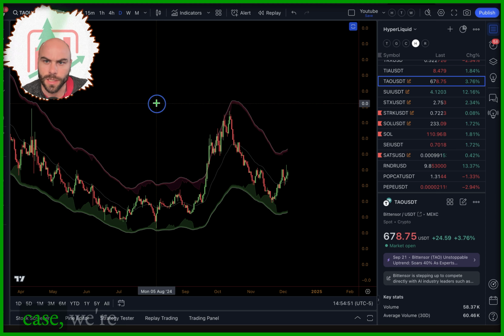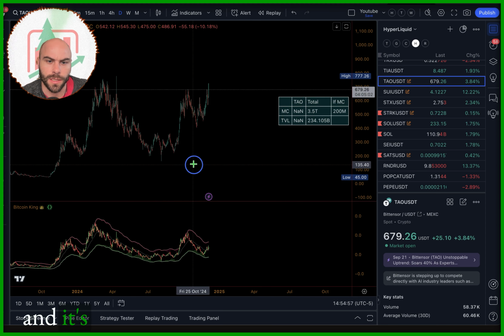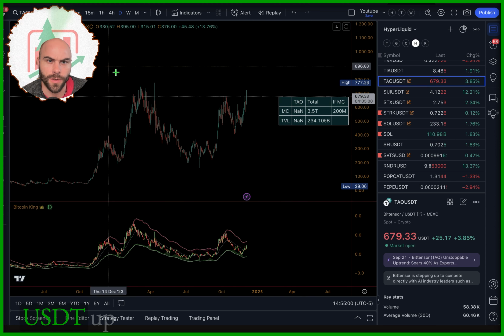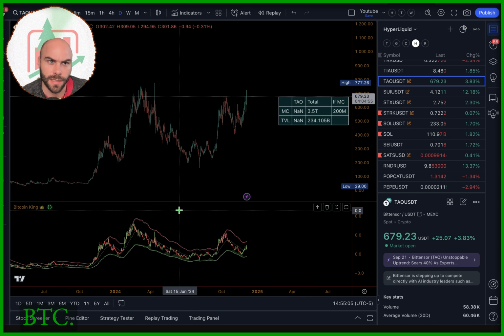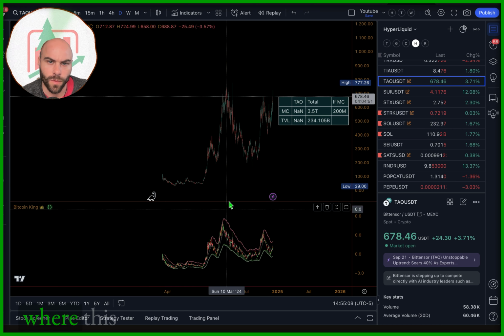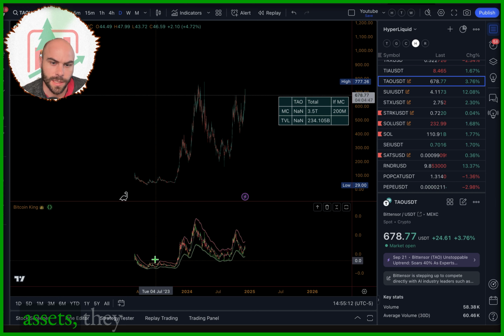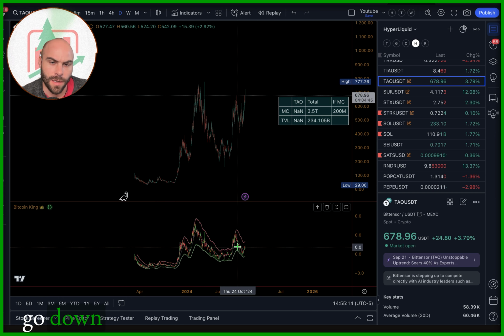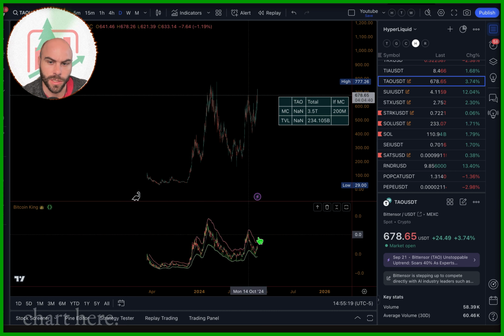So in this case, we're on Tau, BitTensor USDT, and it's showing us Tau USDT up here on the main chart, but down here it's showing us Tau BTC. So we get an idea of where this asset is in relation to Bitcoin. And if you look at most assets, they typically go down versus Bitcoin. But this one seems to be doing well, actually. It's holding a pretty decent chart here.